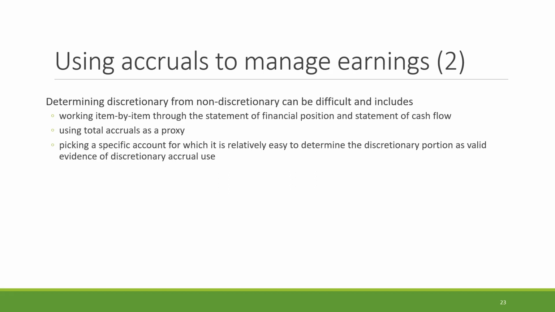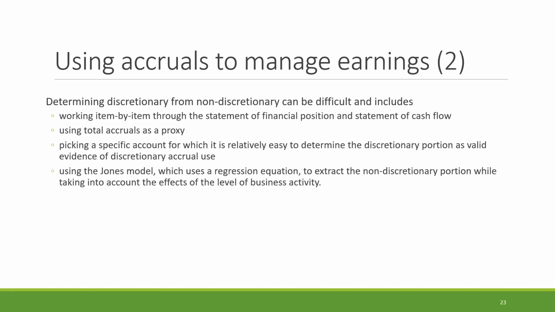So what Healy did is he actually used the Jones model. And the Jones model uses a regression equation to figure out the non-discretionary part while controlling for the level of business activity. I'm not going to get into the details here, and you don't even need to worry about how he did it. But the key takeaway is that his results support the bonus plan hypothesis.